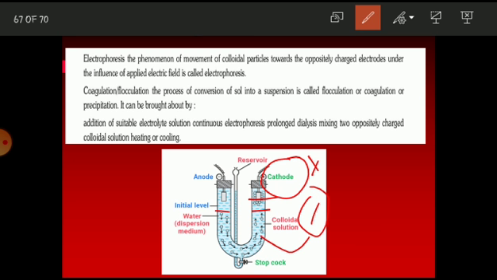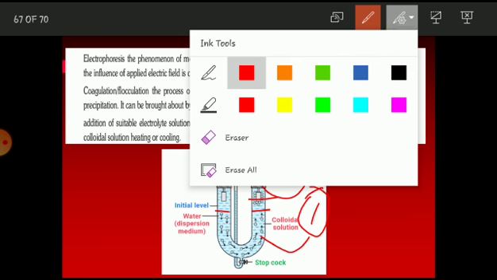So it is simple. If the colloidal particles are moving towards the cathode, then it means that the colloidal particles are having negative charge over it. Okay, and this process is called electrophoresis. So electrophoresis is the phenomenon of movement of colloidal particles towards the oppositely charged electrode under the influence of applied electric field.